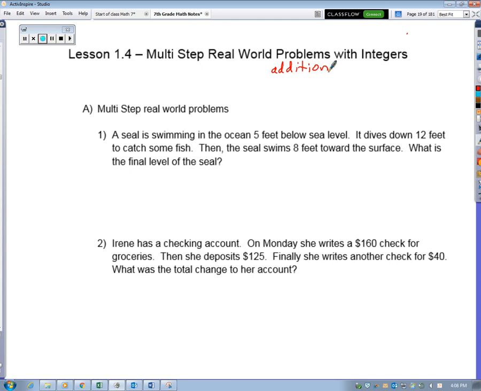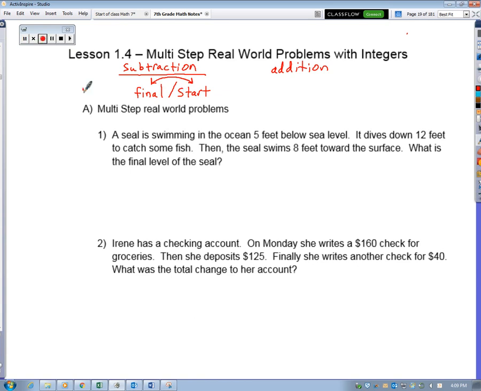But let's back up to the last video you watched, 1.3b, and those were subtraction problems. We looked at real world subtraction problems. And remember what made them a subtraction problem? They gave you the final, what happened at the end, and then they gave you a start, what happened at the beginning, and then you just had to find out what took place in between the final and the start to get from one spot to the other. That was a subtraction problem.